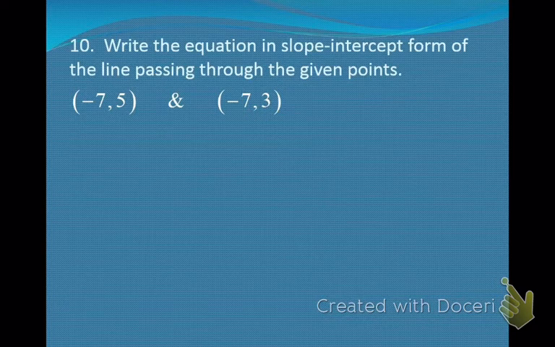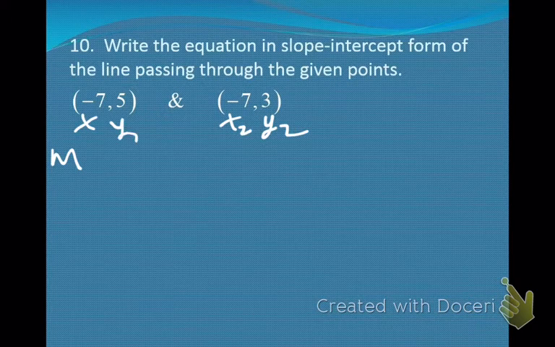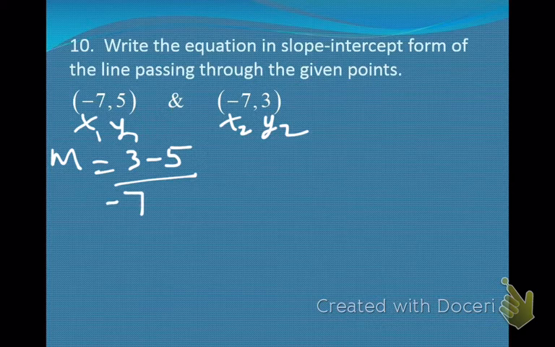Okay? Got another one here. Let's try this. And be careful, because your slope's going to come out kind of weird. Okay, let's make this x2, y2, x1, y1, and then set up our slope formula. So we go 3 minus 5 over negative 7 minus a negative 7. Plus, plus. And we get negative 2 over 0.